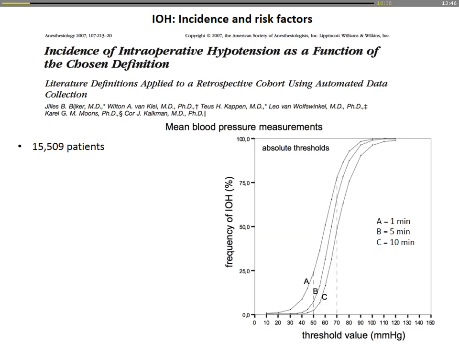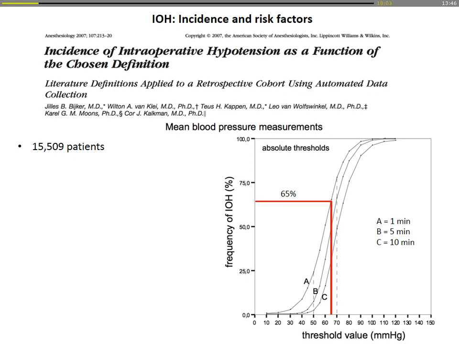So they looked at their own data. And they took this magic threshold of 65, and they looked at how many patients had a blood pressure under 65. And actually they found that 65% of their patients had a blood pressure for at least 1 minute below 65. So this is easy to remember: 65 minutes under 65, 65% of the patients, sorry.